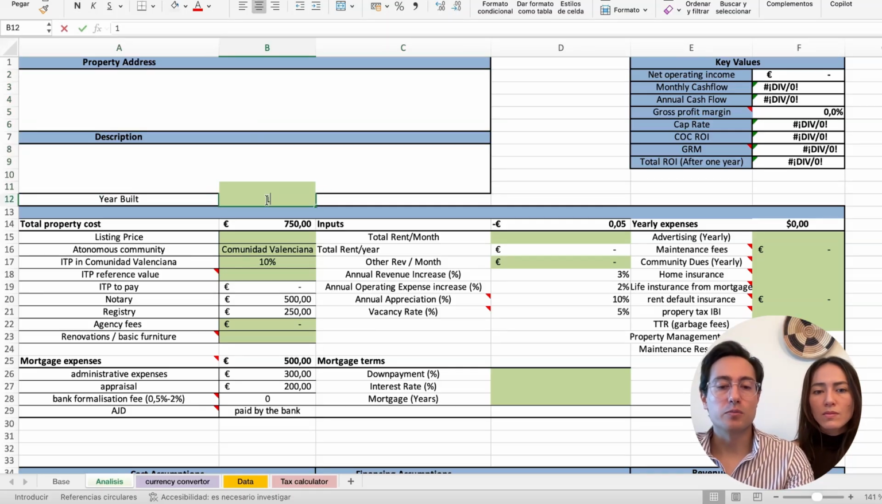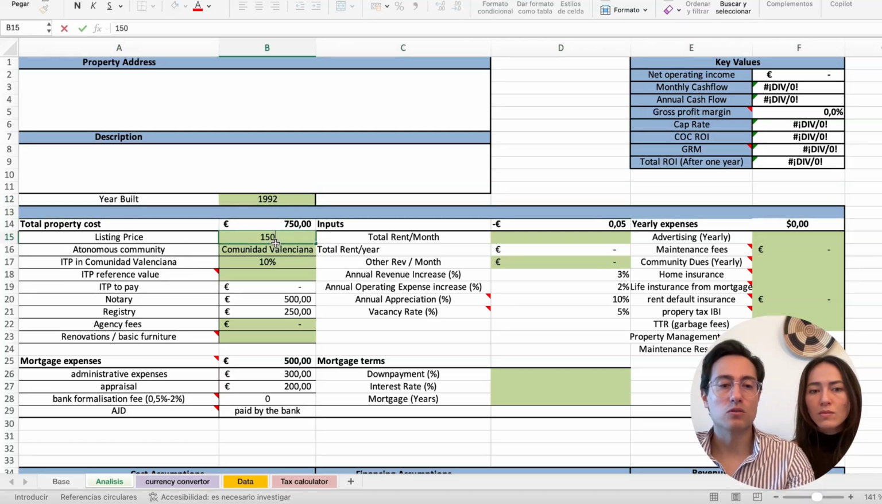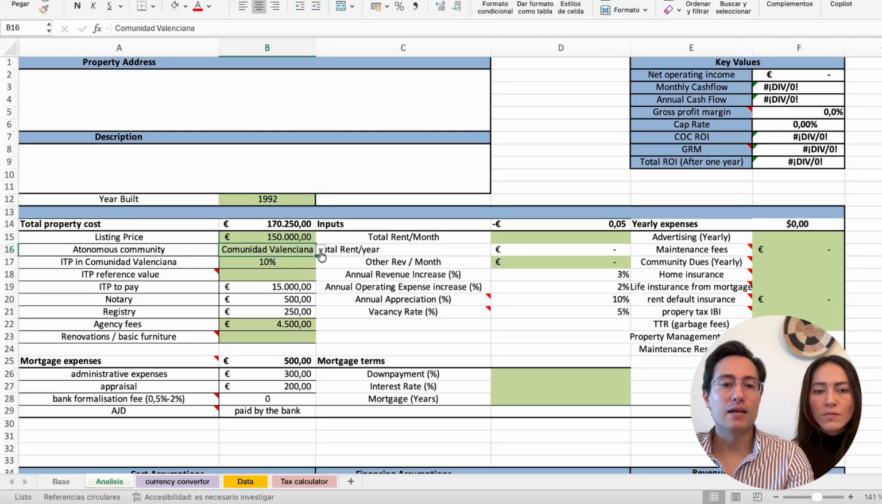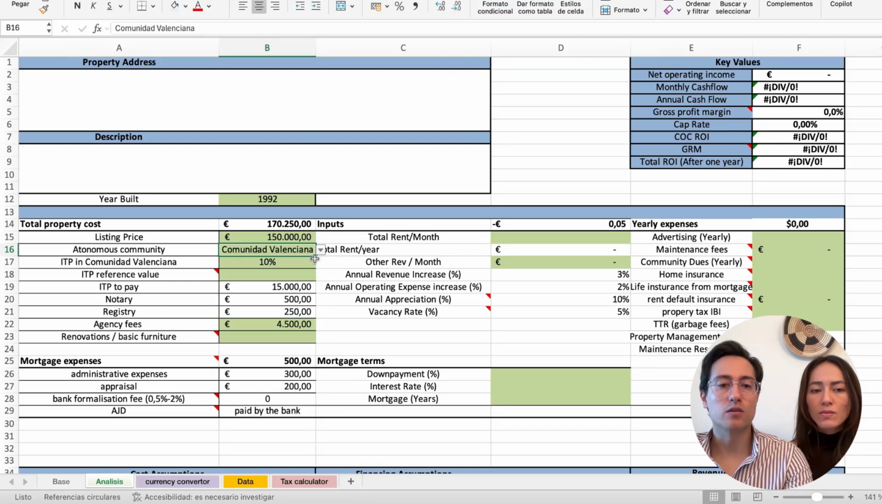Here we're going to start with the year built of this property, which is 1992. The listing price, as Jade mentioned, is 150,000 euros. And here we have a scroll down menu of the autonomous community where this is going to be bought. In this case, it's Valencia, but you can choose any of the others, and this will automatically affect the percentage of the ITP, the tax that is paid in every community.